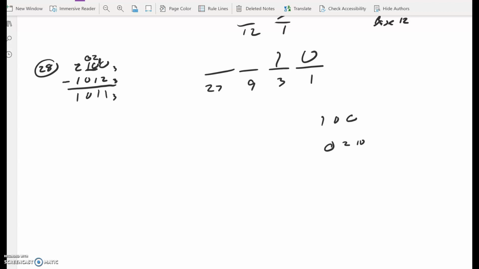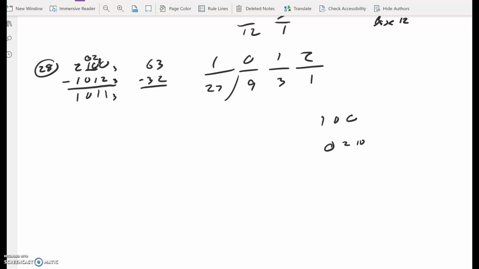So let's translate these into base 10 to check our work and see if we did it right. So we're going to have 2 1 0 0. That's 54 plus 9, that's 63. And then we're going to have 1 0 1 2, that's 27 plus 3 plus 2, that's 32.